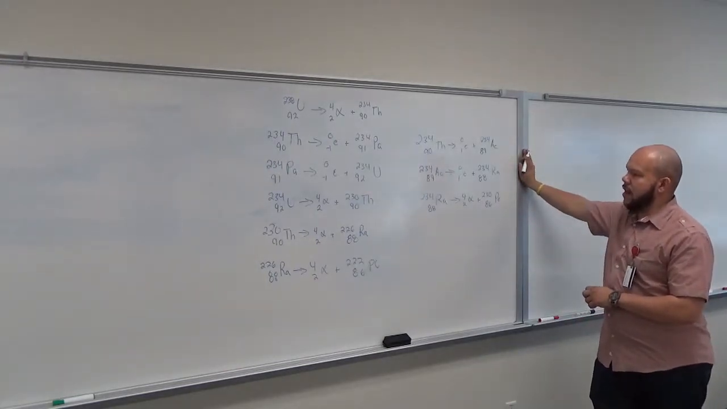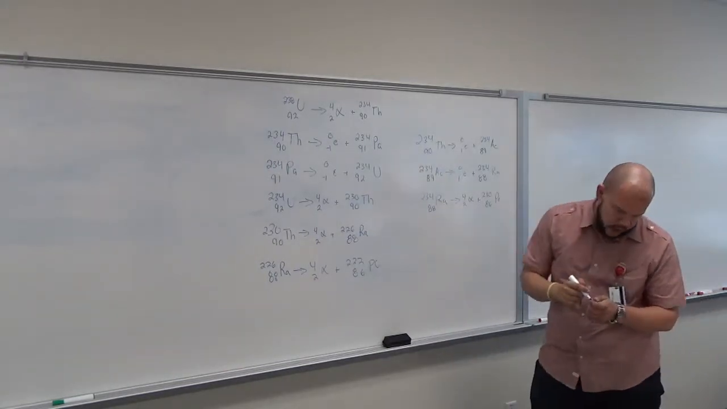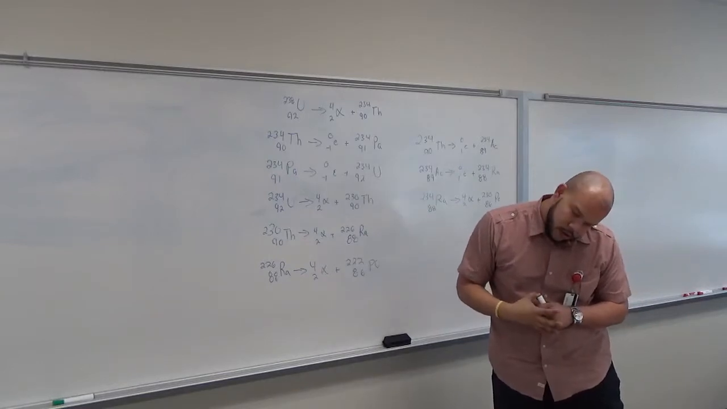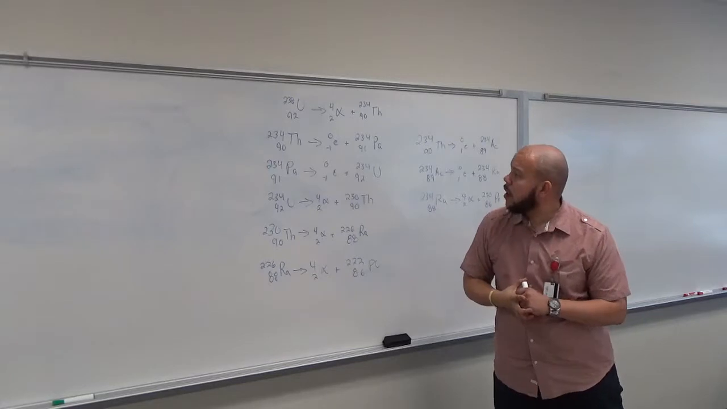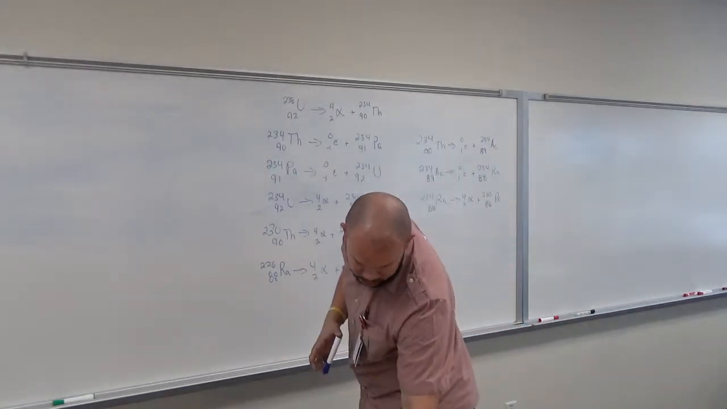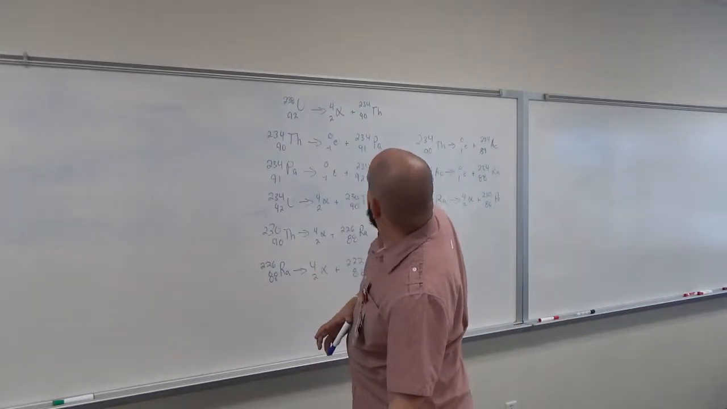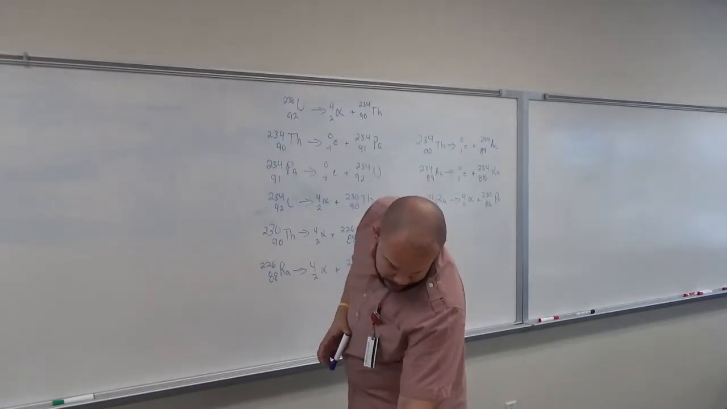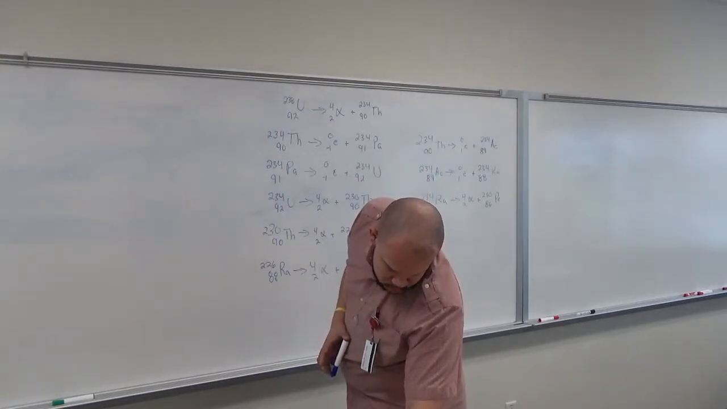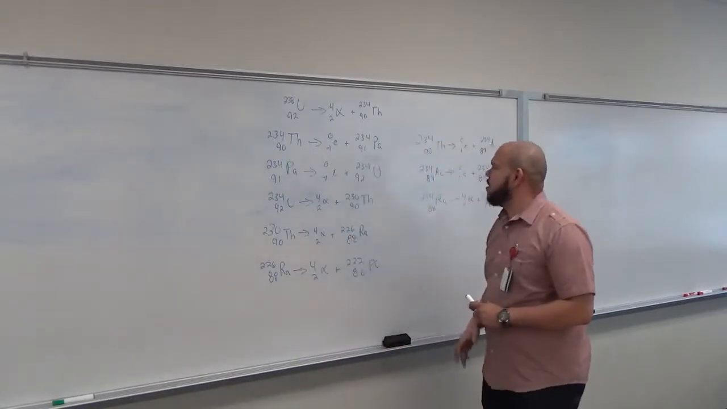That can't be right. I'm not sure if I wrote these numbers down, but it should be uranium 238. Did I write the right values? Uranium should be 92, thorium 90, Pa 91. Yeah, let me take a look at that question.